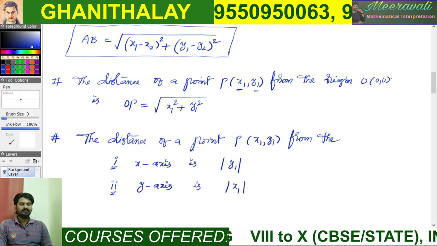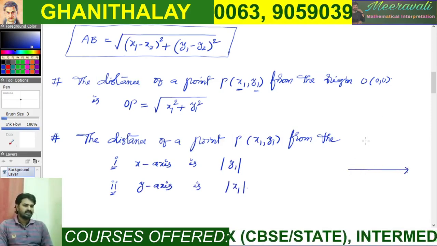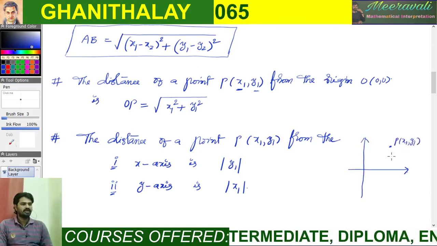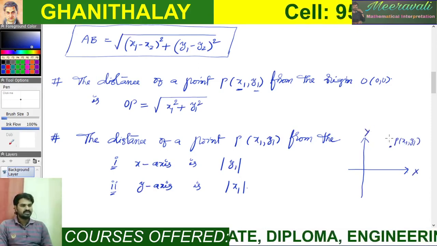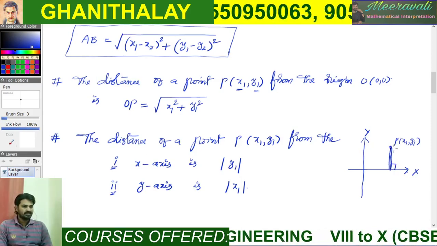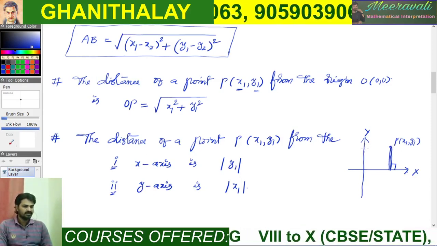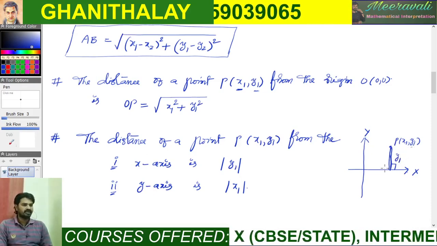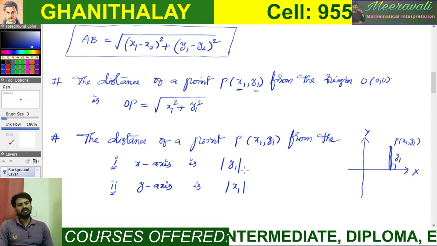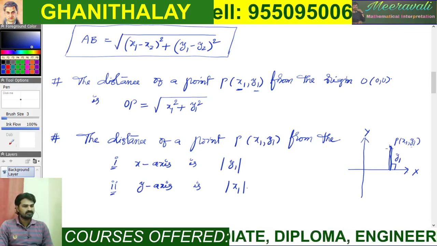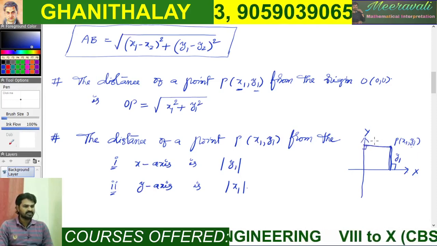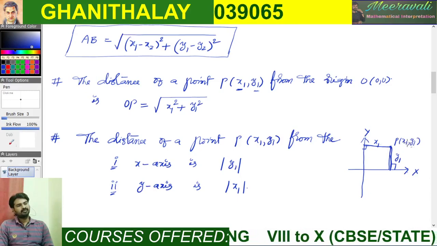So if a point P is taken, let us take the x-axis and this is the y-axis. Suppose P x1 comma y1 is a point. Now we are going to discuss the distance of this point from the x-axis. This distance line is parallel to the y-axis, so the distance can be taken as the y coordinate. So the distance from the x-axis means you can take the y coordinate of that point. If it has a negative value, you take the positive value. In the same way, the distance of this point P from the y-axis is parallel to the x-axis, so the distance can be obtained as the positive value of the x coordinate.